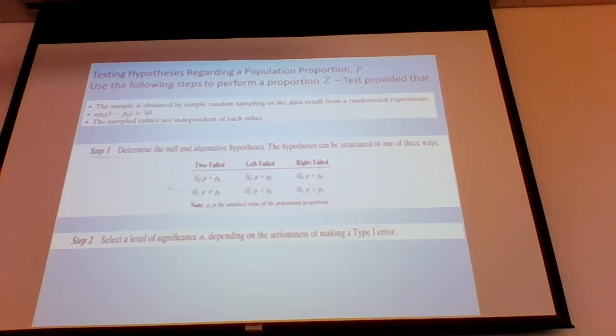Next, you pick the level of significance. The probability of getting type 1 error. And remember, I'm going to give you that. That'll be in the problem.